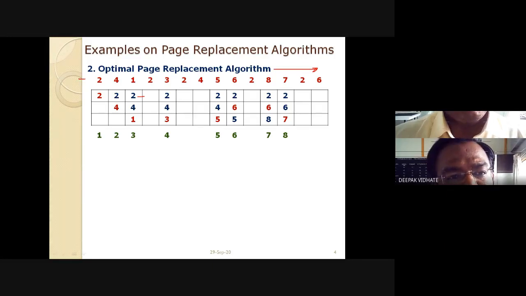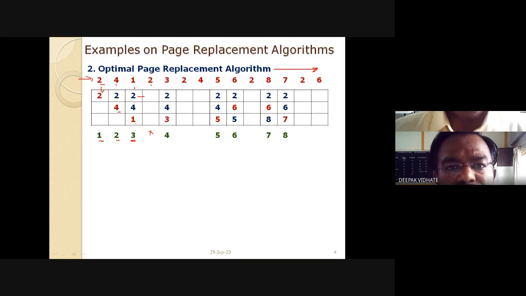The reference string is mentioned here. Again, take 3 frames. First 2, the page is not there, page fault occurs. 2 is brought inside the memory. 4 is not there, page fault number 2. 4 is brought in the memory. 1, the page is not present, so page fault number 3 occurs. So bring that 1 in here. All 3 frames are currently occupied. Now the next reference is made to 2. 2 is present. There is no page fault in the system because 2 is already present. Now the reference is made to 3.